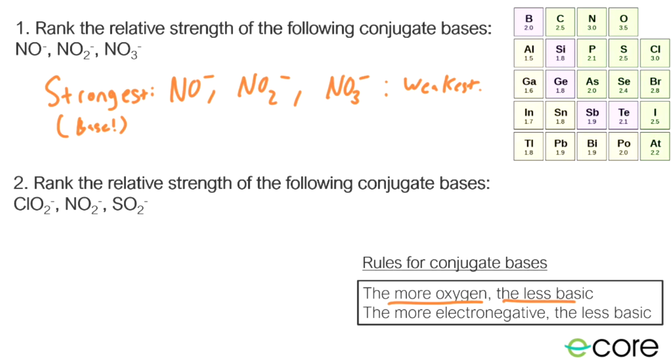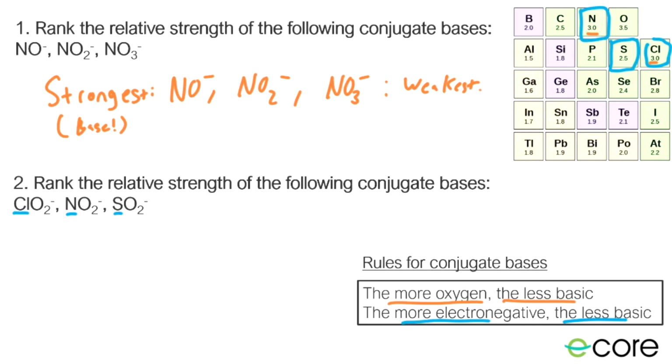Now we're going to use the rule about electronegativity. It says rank the relative strength of the following conjugate bases, and we're given ClO2-, NO2-, and SO2-. Now notice the oxygens are staying the same, and the only difference is that non-oxygen atom, okay? And the rule here is the more electronegative, the less basic. So let's compare the electronegativities of chlorine, nitrogen, and sulfur. So here's chlorine, here's the sulfur, and here's nitrogen. What we see actually is that the nitrogen and chlorine tie with the most electronegative. Meanwhile, sulfur is the least electronegative, okay?